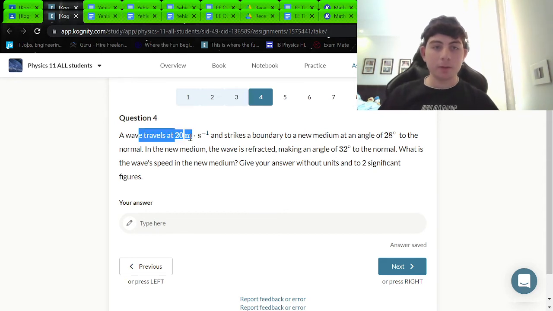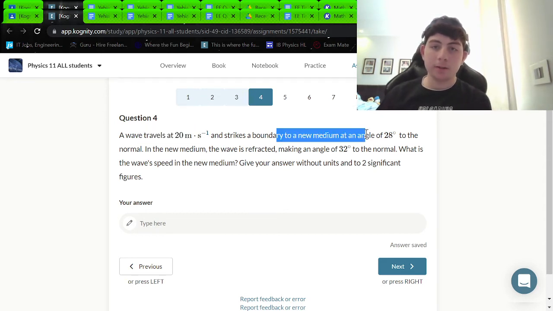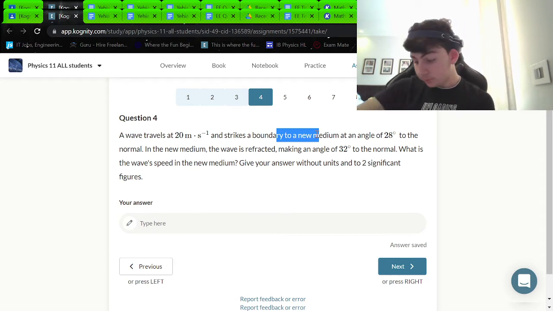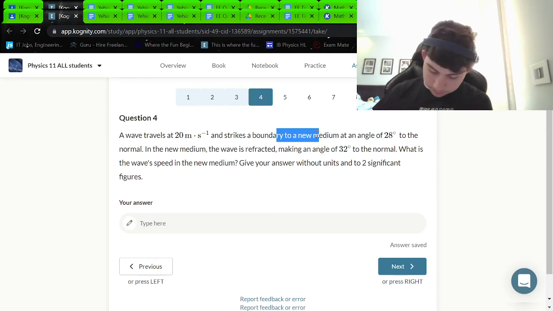If a wave travels at 20 meters per second and strikes the boundary in the medium. Hold on, let me just draw this, okay? I'm very good at art and physics. Right, so we draw the boundaries here. Wave travels 20 meters per second, strikes the boundary to a new medium at angle 28 degrees to the normal. In the new medium, the wave is directed to make an angle 32 degrees to normal. This is wave speed in the new medium. I know exactly what to do. I'm just gonna use Snell's law.